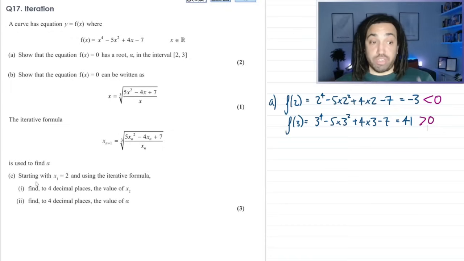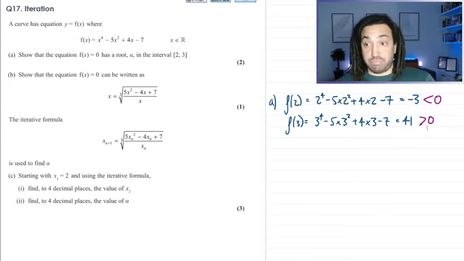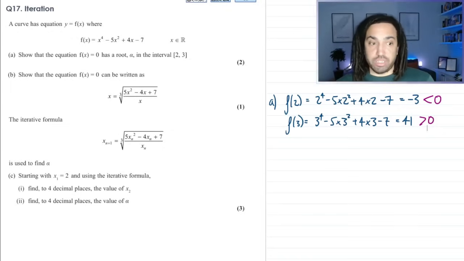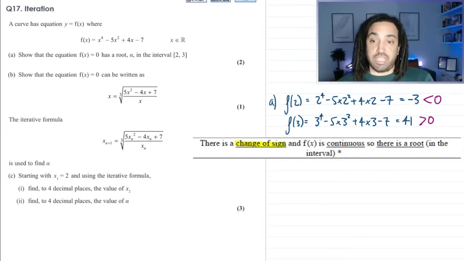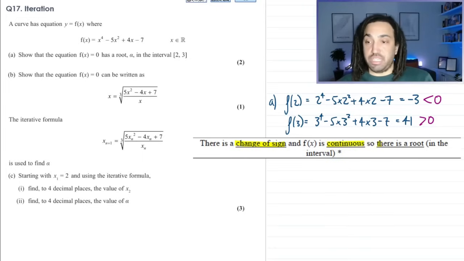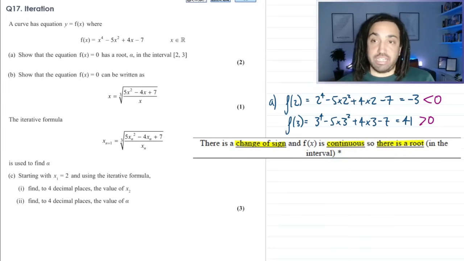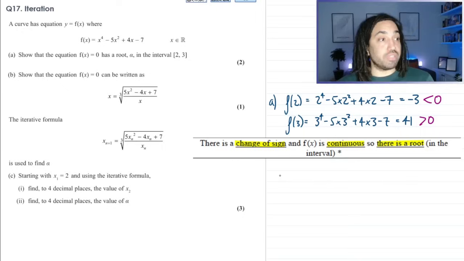And then we are going to write the following, and we're going to do it word for word. We're going to write: there is a change of sign, and f of x is continuous, so there is a root in the interval. So the things that are underlined are the things that you must say. You must say change of sign, you must say that the function is continuous, and you must say therefore there is at least one root, or there is a root.